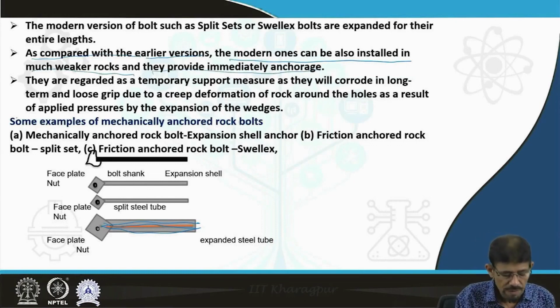Some examples we can see: mechanically anchored rock bolt, expansion shell, then friction anchored rock bolts, split sets here, then friction anchored rock bolt swellex, full.